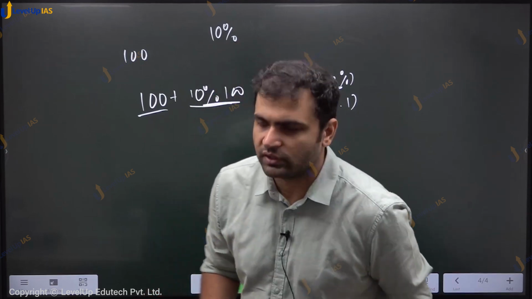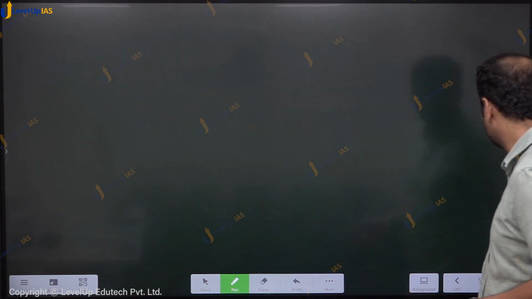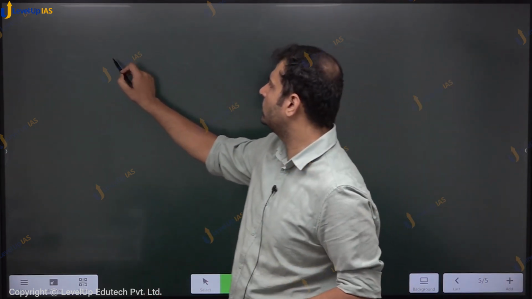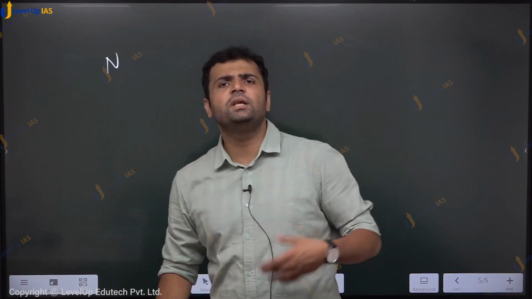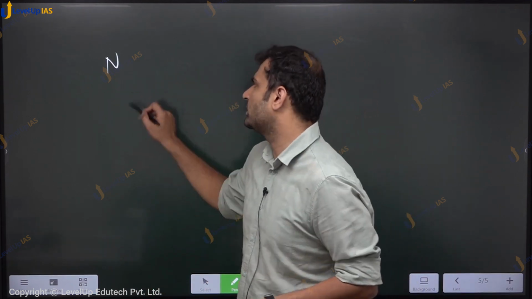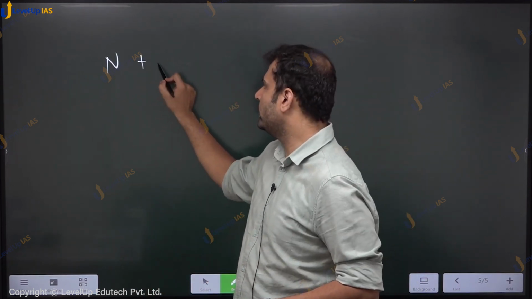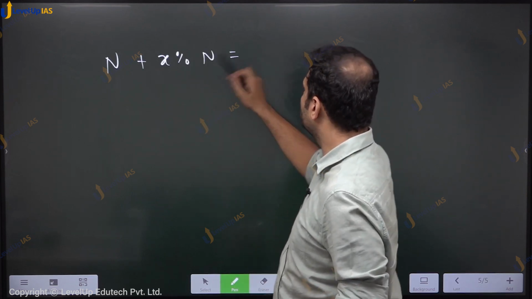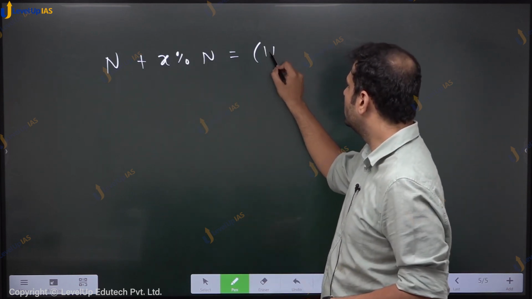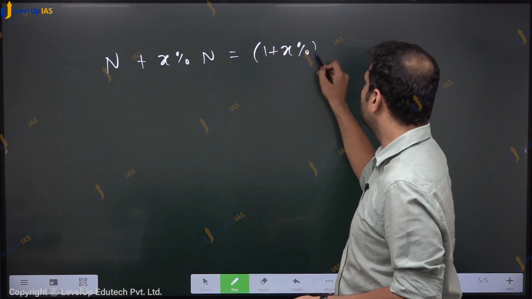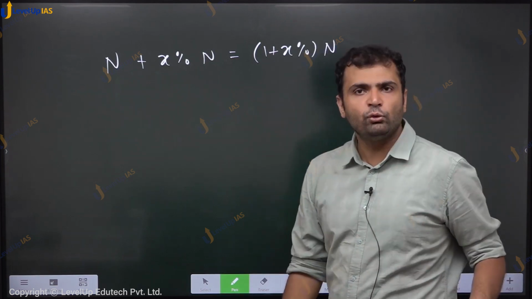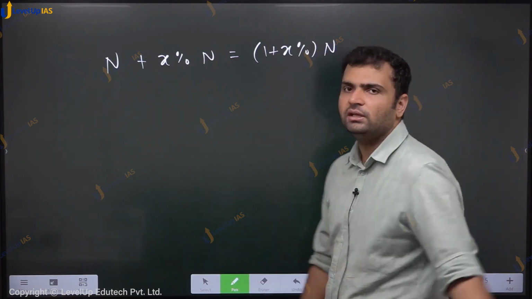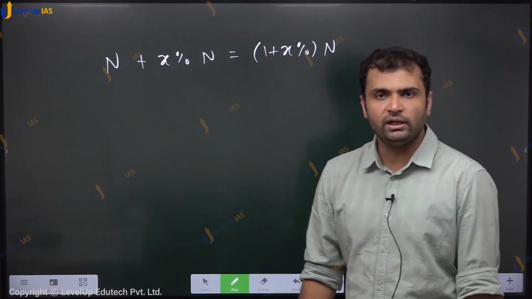तो 100 के लिए तो बहुत easy चीज. But if you don't know the number, if you have number n and it is being increased by some quantity x%, तो क्या होगा? n plus x% of n is equal to, you can take n as common, so you'll get 1 plus x% of n. ये बनेगी new quantity. And now this x can be anything. x can be 10, 15, 20.